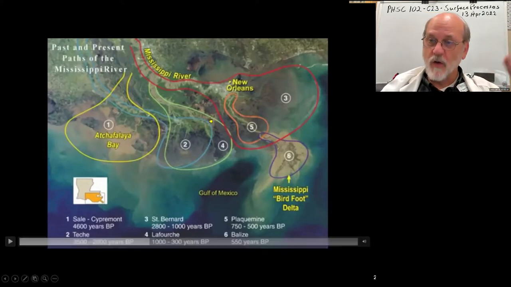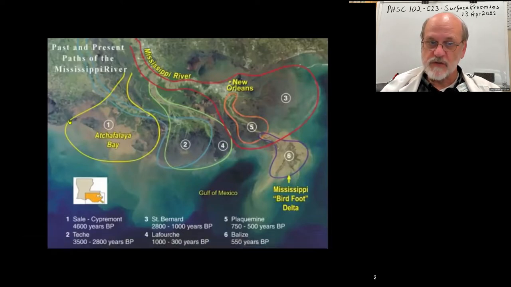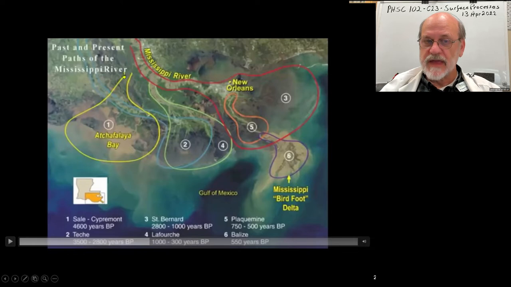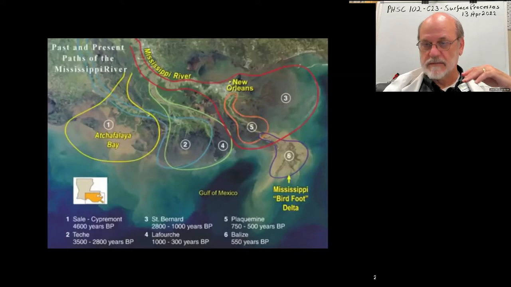And since it cannot overtop its banks and deposit its sediment load in this region, natural subsidence is not balanced anymore by the flooding and deposition of new sediment. So all this area in here is subsiding, and Louisiana is losing surface land area year by year.